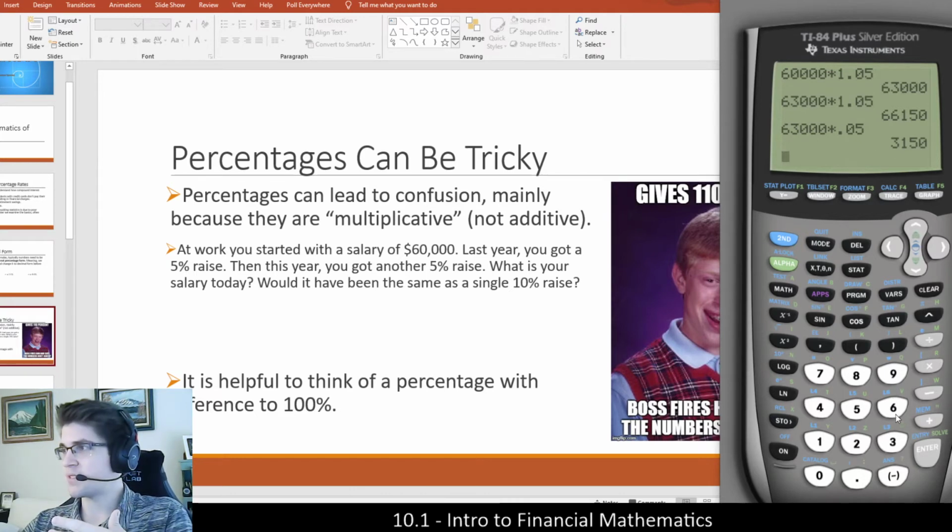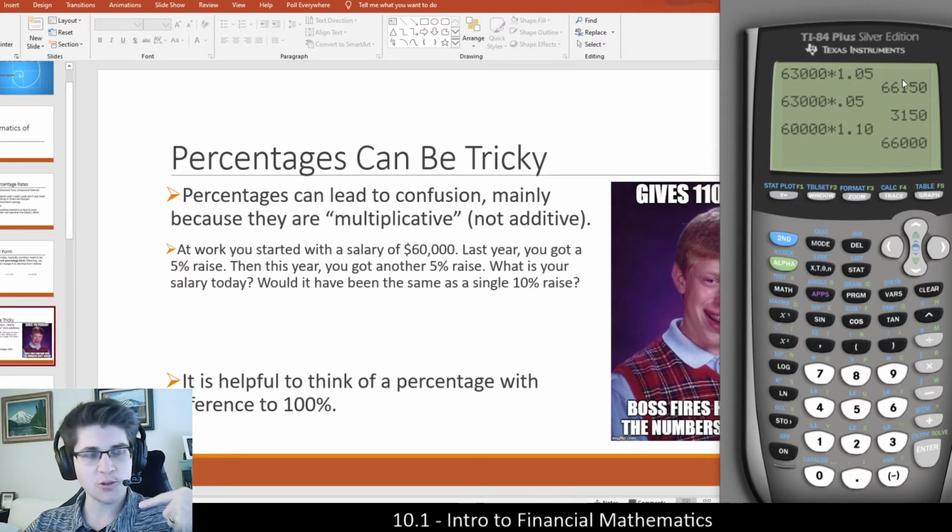and it doesn't amount to a 10% raise, because a 10% raise on the initial salary of $60,000 would have been $66,000. But notice that if I have two raises of 5%, it's a little bit more than a single 10% raise. And how I could actually calculate what two 5% raises are is by multiplying those two percentages together. And notice that if I apply two separate 5% raises in succession, what that amounts to is actually a 10.25% raise.